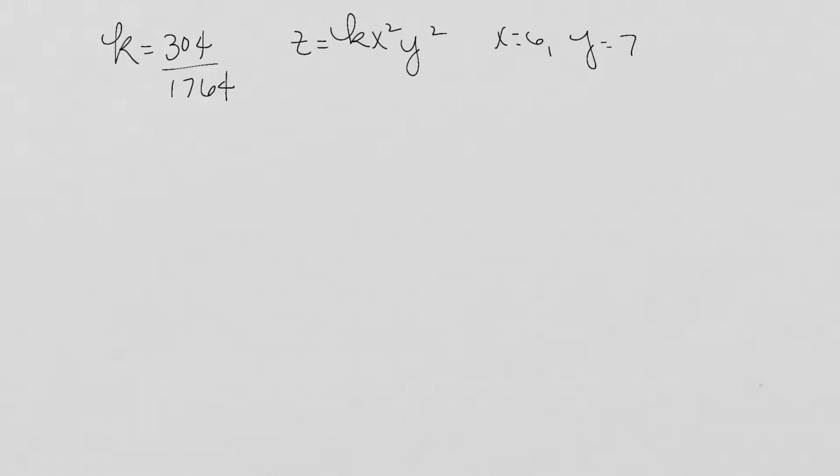So I transferred over information from the other page. I went ahead and transferred over my k value. I transferred over the formula specific to this problem, and then the new values for x and y that they gave me. And now I'm going to write a new formula for this particular problem. It's going to be z equals, and in place of the k, I'm going to go ahead and put in 304 over 1,764, x squared, y squared. Now I'm going to plug in those two values for x and for y.